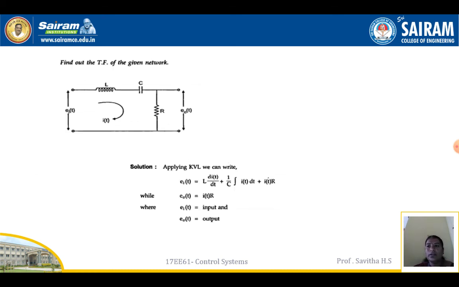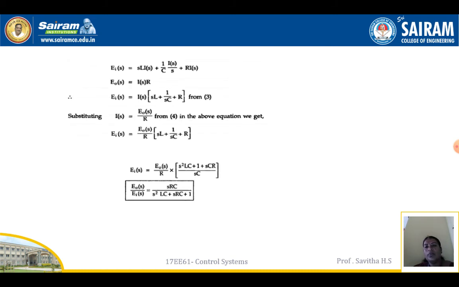So next we'll consider finding out the transfer function of the given system. So applying the KVL equation, Ei(t) is equal to L into di(t)/dt plus 1/C integration of i(t) dt plus i(t) into R. The output equation will be E0(t) is equal to i(t) into R, where Ei(t) is the input and E0(t) is the output. So by taking the Laplace transform, Ei(s) is equal to sL I(s) plus 1/C into I(s) divided by s plus R into I(s). So output E0(s) is equal to I(s) into R.